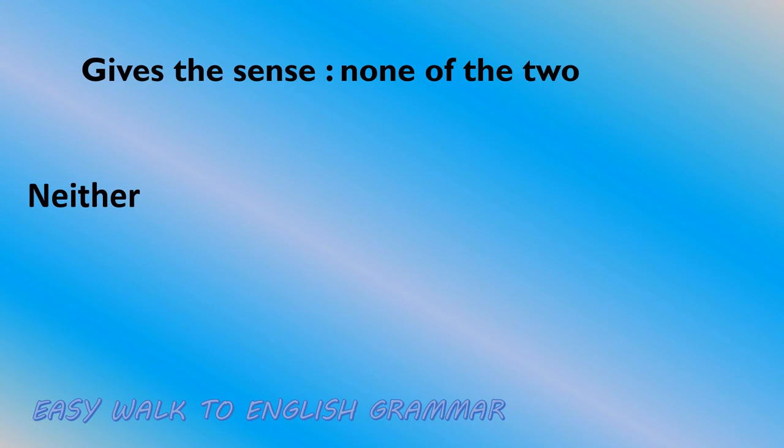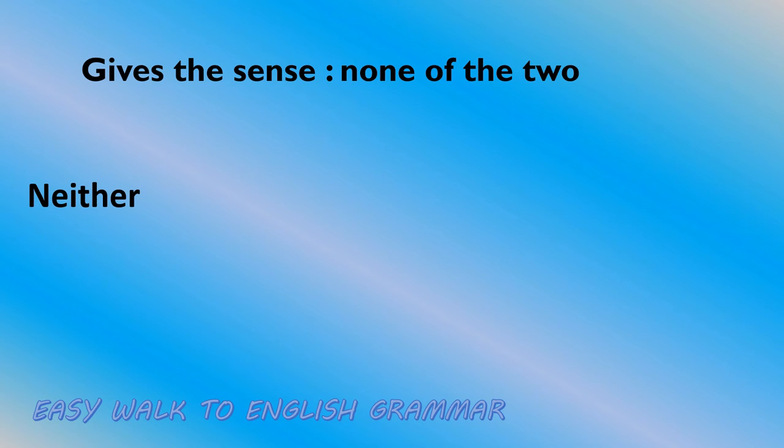Let's move on to the next determiner, neither. Neither gives us the sense of none of the two. Neither has a totally negative sense and it refers to a noun that is two in number. A particular noun, but in number it will be in its plurality. The reference is to two nouns.